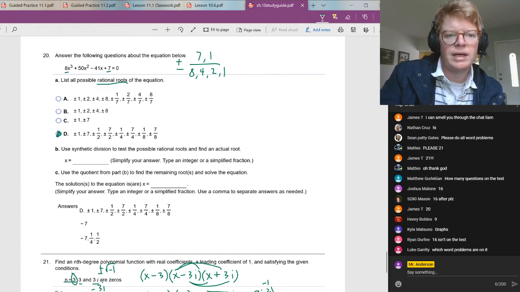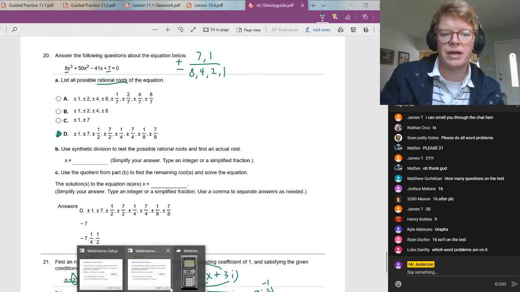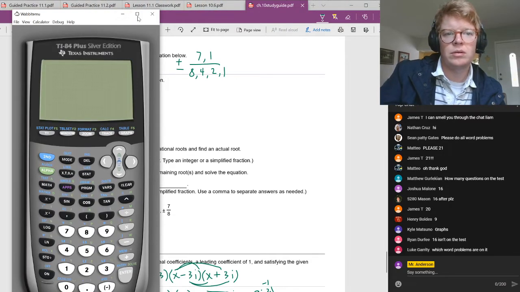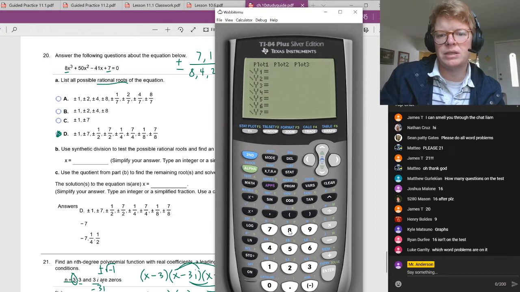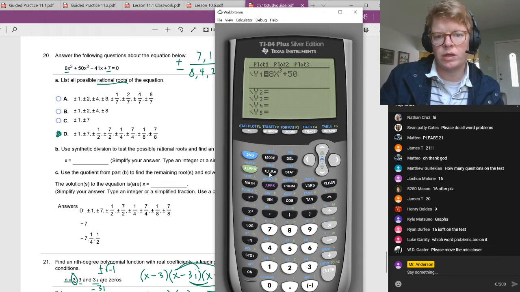Okay? Now next, use synthetic division to test for a possible root. Okay? So I'm going to take one of these numbers. I don't know which one. I mean, the easiest way is to plug this into your calculator and see where it crosses. So I can show you that. So what I'm going to do is I'm going to go to my plots, y equals, and I'm going to type this in, 8x to the third plus 50x squared.